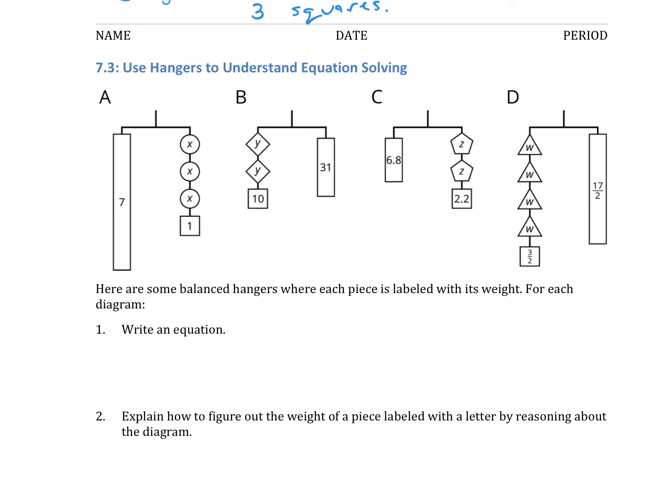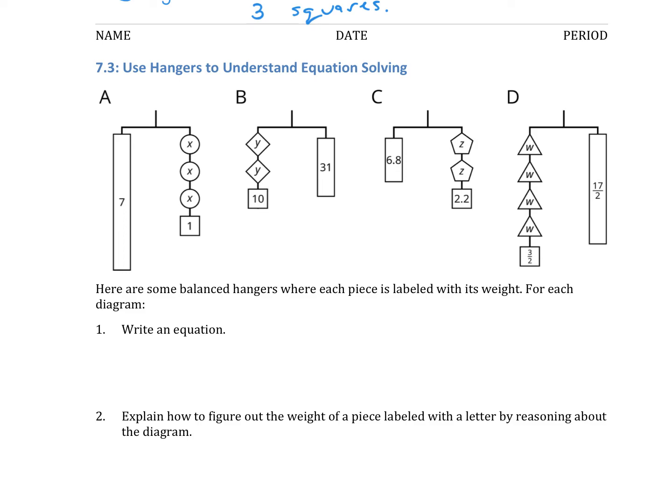And then we also get into decimals and fractions. We still have our unknown weights. So we have X, Y, Z, and W, and we're not sure what those are. We just know that whatever they are, it'll keep the hangers balanced.